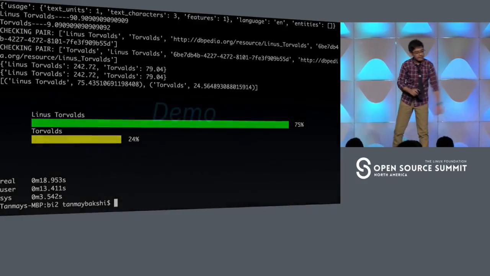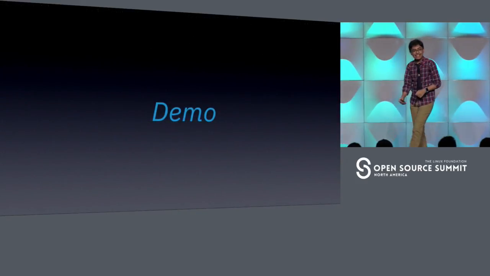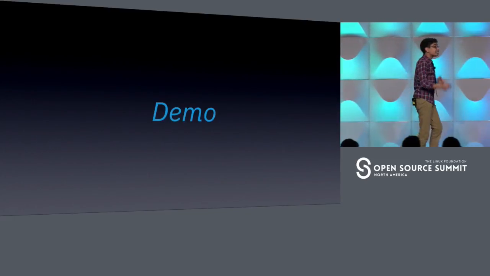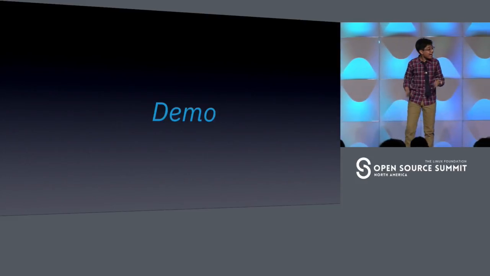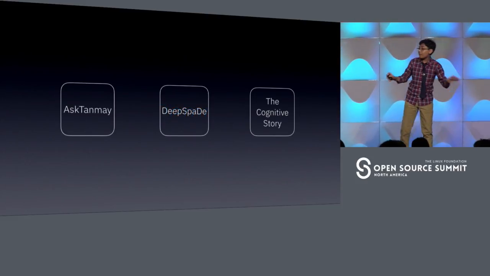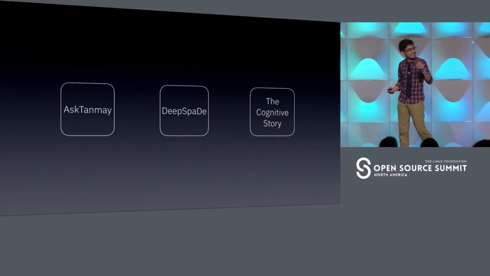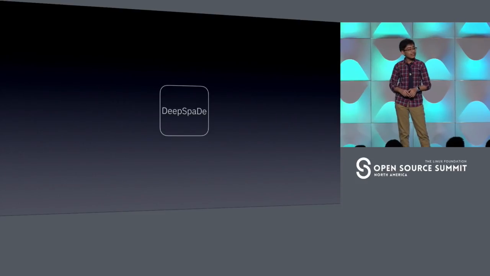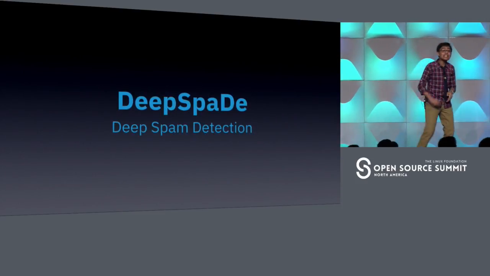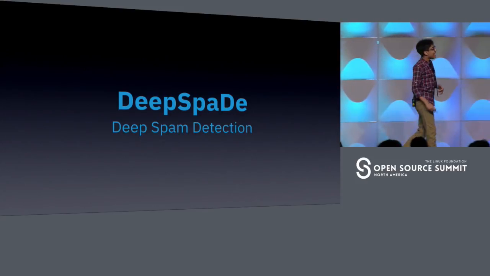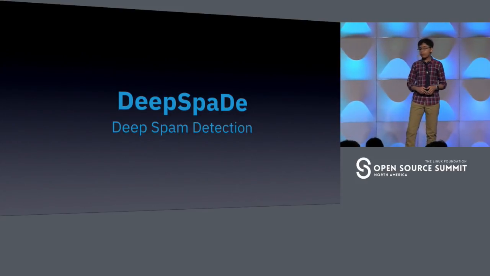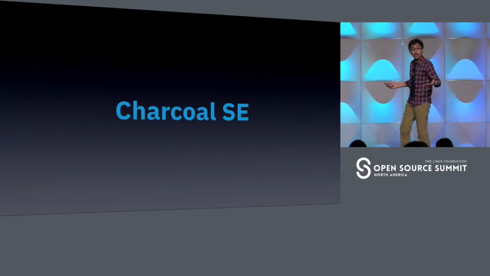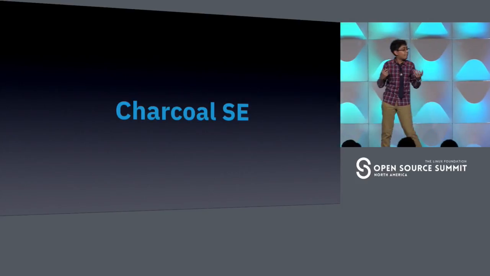Now we can get back over to my slides here. Thank you. So that was how AskTanmay works. Now though, I'd like to take you to a separate field in AI, utility and security, with an application of mine that I'm very excited about, and it's called DeepSpade. DeepSpade stands for Deep Spam Detection, and it aims to build off of the work of a group of programmers called Charcoal SE. Charcoal Stack Exchange are a group of programmers dedicated to making Stack Exchange a better place.